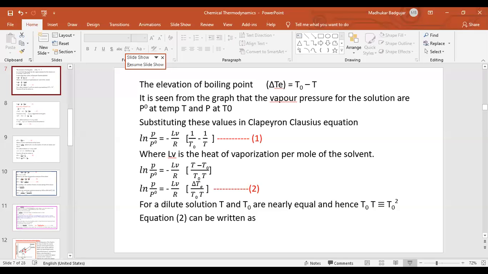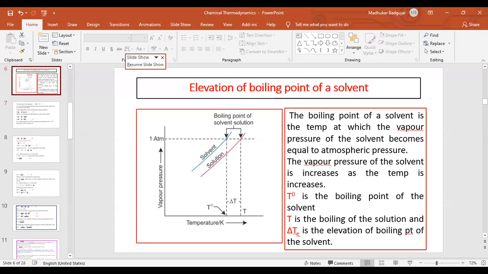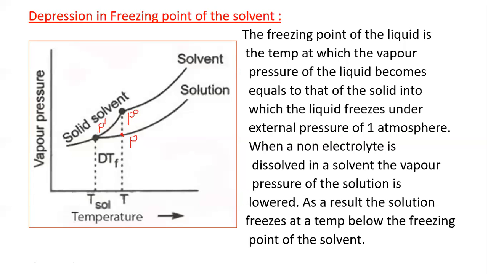In this video, we are going to discuss the depression in freezing point of the solvent. So first of all, let us see what the freezing point of the solvent is. The freezing point of the solvent, or freezing point of the liquid, is the temperature at which the vapor pressure of the liquid becomes equal to that of the solid.